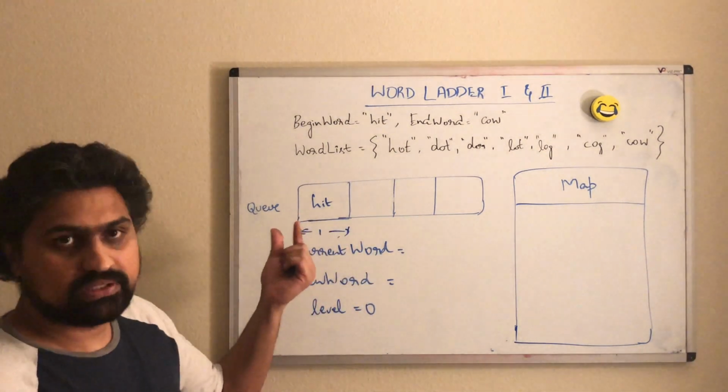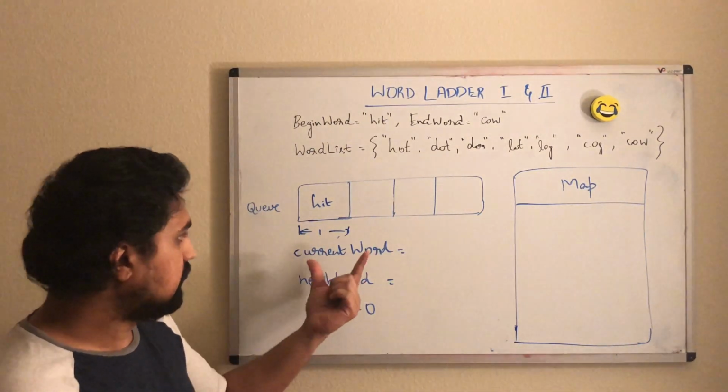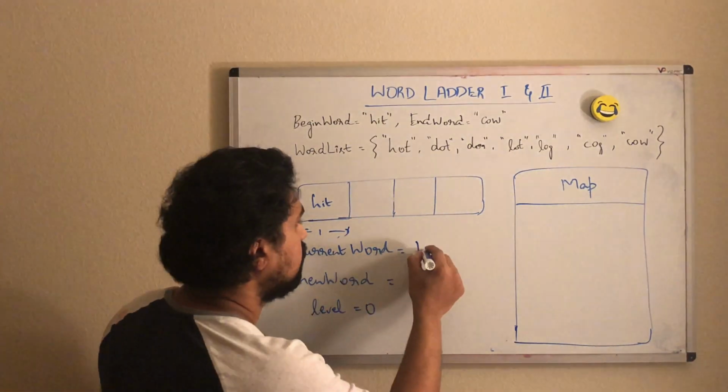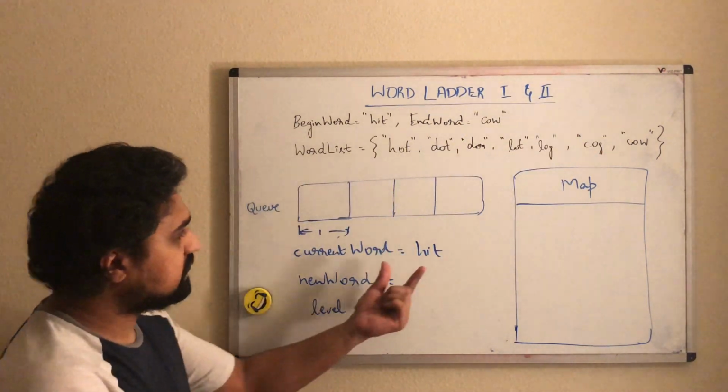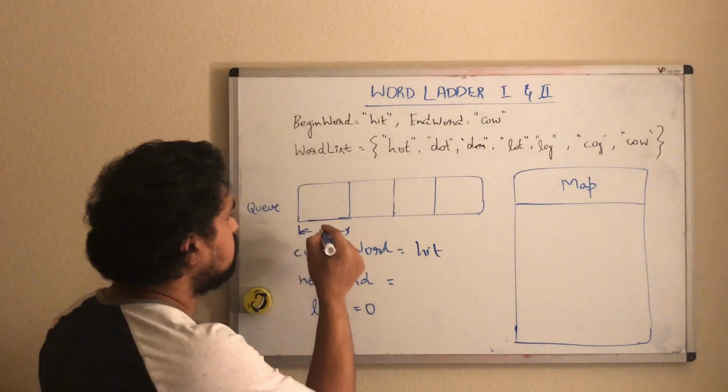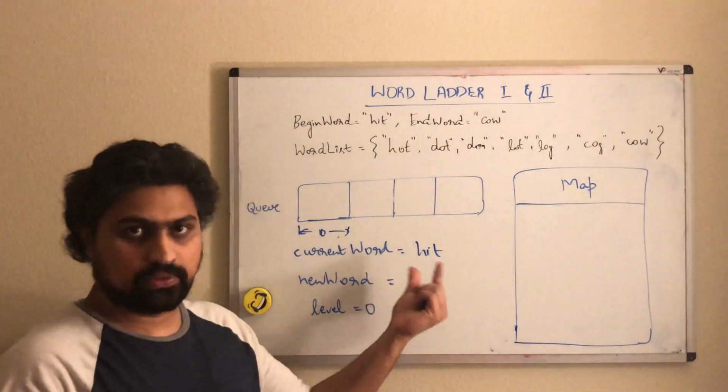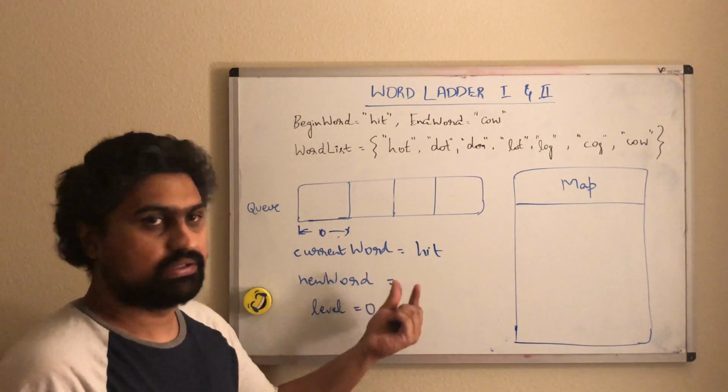So we shall remove this word from the queue, we shall poll it and assign it to this current word variable. Now we shall transform, now the queue size is equal to 0. Now we shall transform this word hit by replacing every character with letters A to Z.